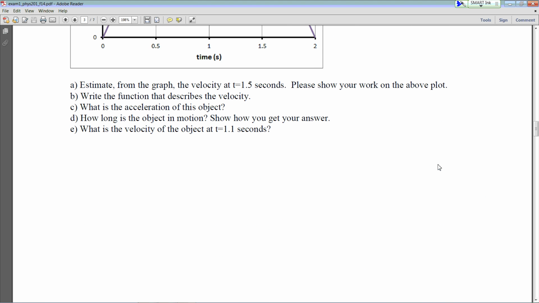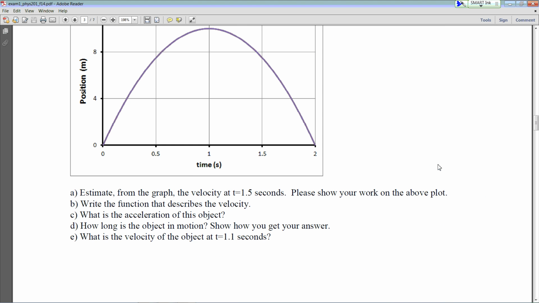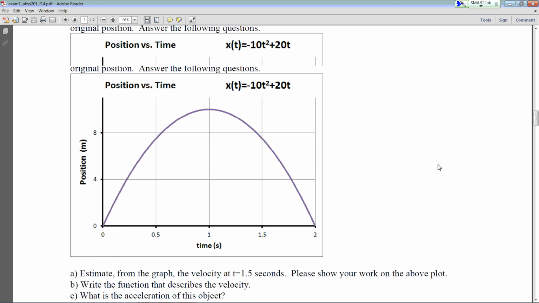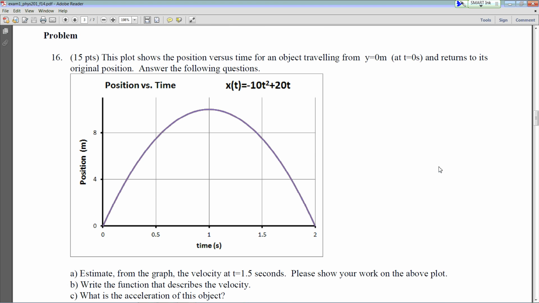All right. Any particular questions about this? 16. Which one was that? This one? All right. In this one, I give you a graph, and I give you the function that describes it, and you had to answer a few questions about it. Just a couple of things. Remember, if I have a position versus time graph, and I ask you for the velocity like I did here, you just have to find the slope of the tangent line. So draw the tangent line as best you can, and then find the slope of that, rise over run.